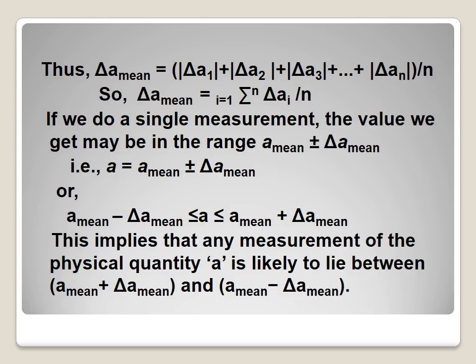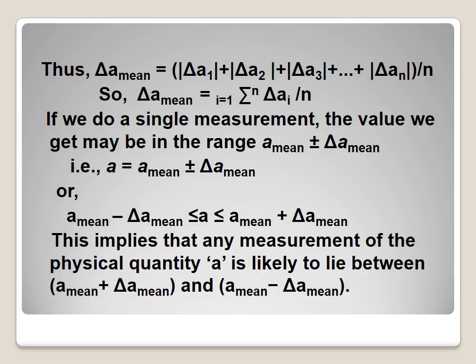Mathematically, it can be written as delta A mean is equal to the sum of all the absolute errors of these measurements all divided by the number of measured values. So, delta A mean is equal to sigma i equals 1 to n of delta A i divided by n. If you do a single measurement, then the value you get may be in the range of A mean plus or minus delta A mean.